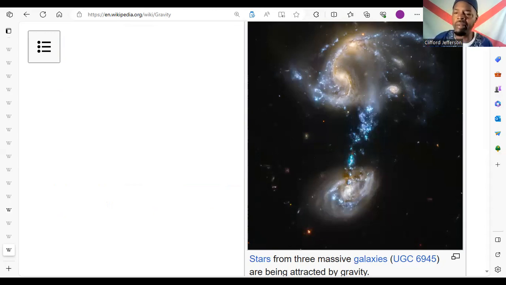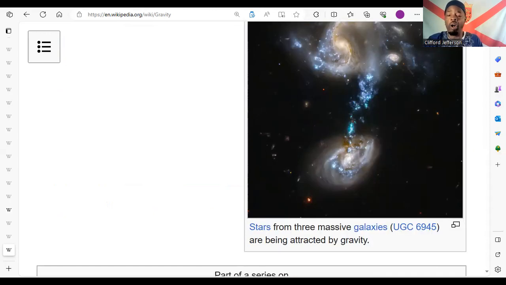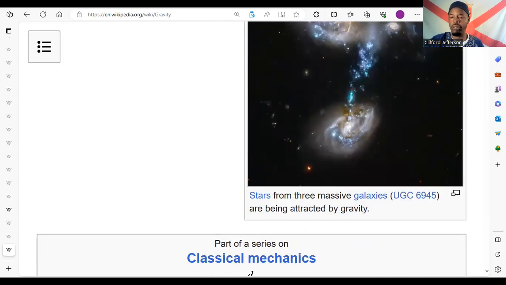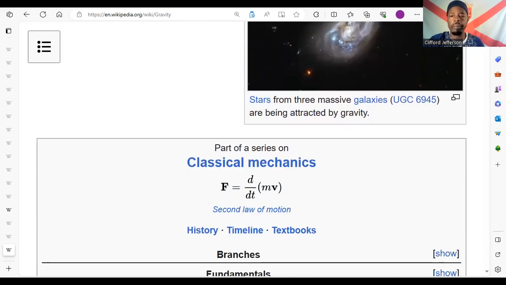A vacuum is absent of body. You know what I'm saying? A vacuum is able to be used as a transmission medium for signals or waves to come through. All right. And those signals and waves can go through a transmission medium to affect matter. It affects matter. Hell, we see it right here. Stars from three massive galaxies are being attracted by gravity. Gravity. That's what Einstein was talking about, general relativity theory. They deal with curvature. Let's prove it.